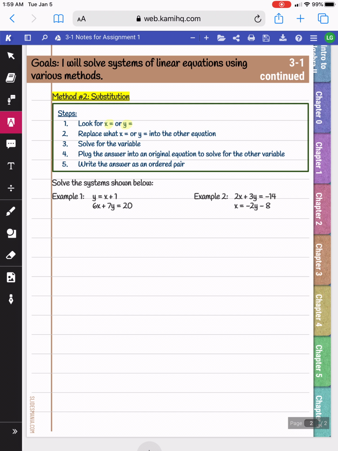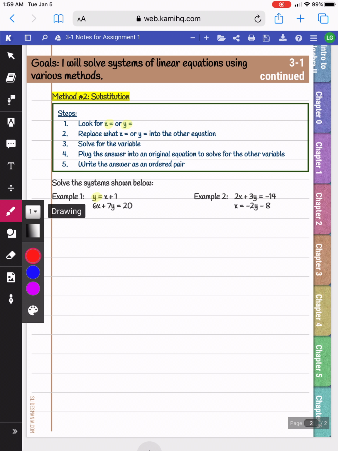So for example, we look at example number 1. The first equation starts with y equals. So since we see y equals x plus 1, I can plug x plus 1 into the y in the other equation. So my new step is I'm going to replace the y in the other equation with the x plus 1. So my equation becomes 6x plus 7, and instead of y, I'm going to plug in x plus 1 in parentheses.